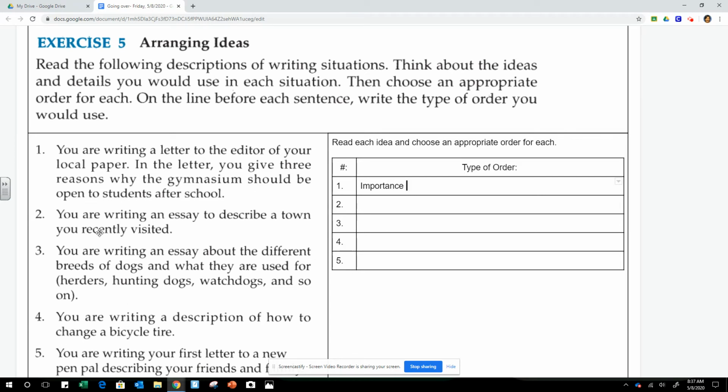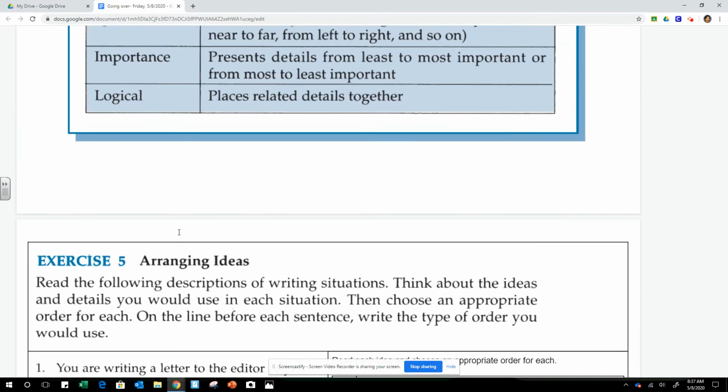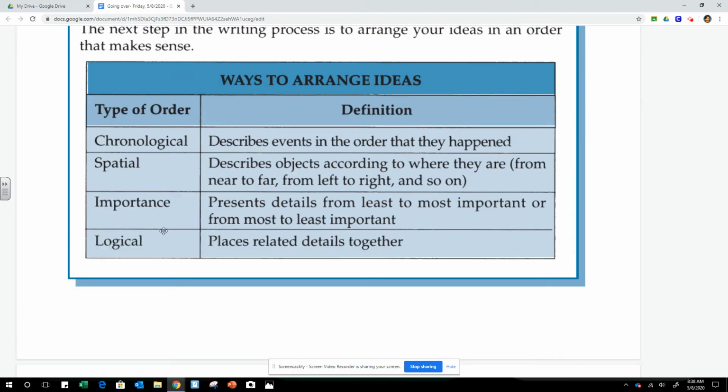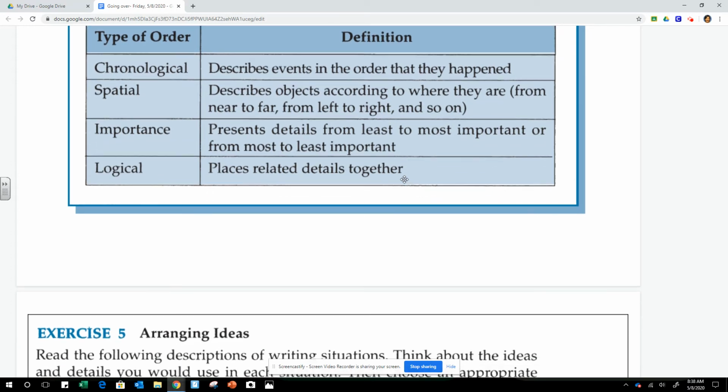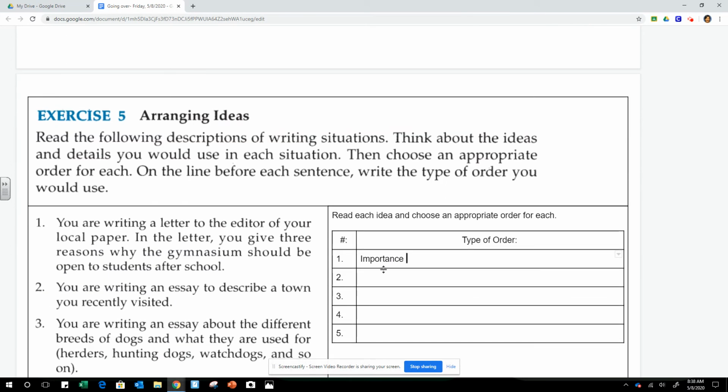Okay. Number two, you are writing an essay to describe a town you recently visited. Okay, so I'm looking at the words a town that I visited, and I'm going to try to give ideas about the surroundings of that town. Oh, I remember what this is. It's spatial, because spatial comes from the word space, and I have to describe objects according to where they are, from near to far, from far left to right, and so on, so that people understand that town that I just visited. Okay, so I'll use spatial here.